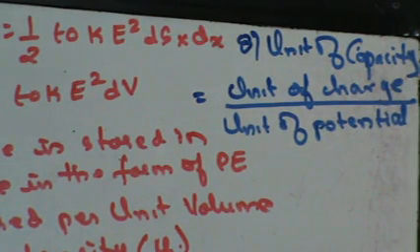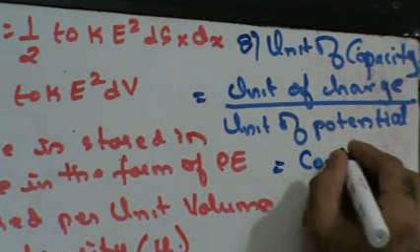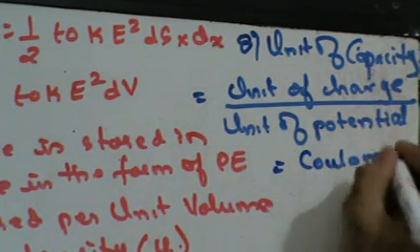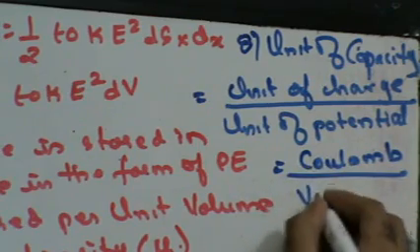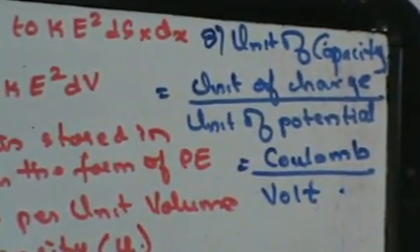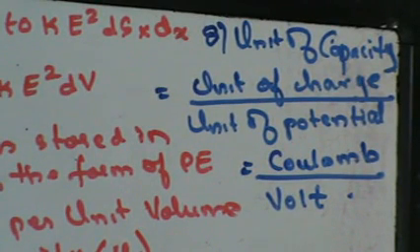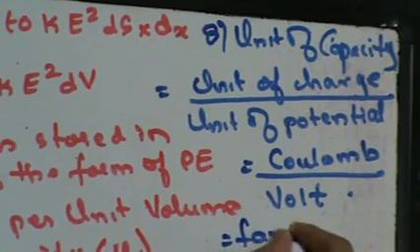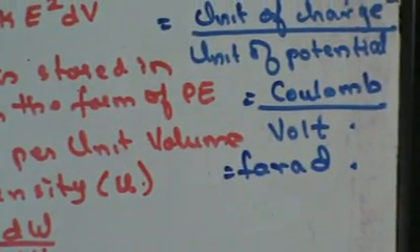Right? Unit of charge is nothing but coulomb, and unit of potential is nothing but volt. Therefore, unit of capacitance is coulomb upon volt, and coulomb upon volt is called farad. Right? Thus, the unit of capacitance is 1 farad. Fine, do we get this clear? How do I define 1 farad? 1 farad is the amount of charge required to raise the potential by 1 volt.